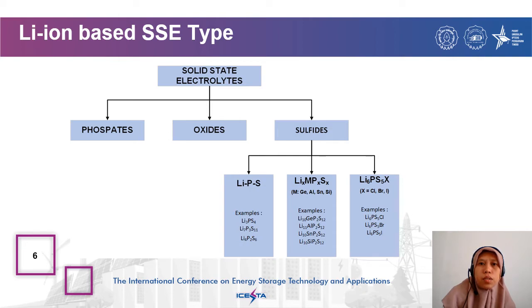Several types of solid-state electrolyte are already used in lithium-ion batteries, including LATP, which is a phosphate type, LLZO, which is an oxide type, and then LGPS, which is a sulfide type.